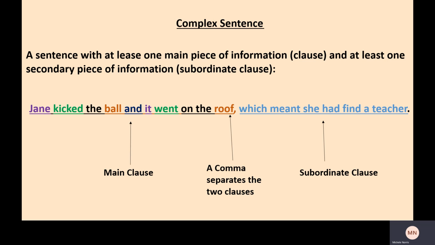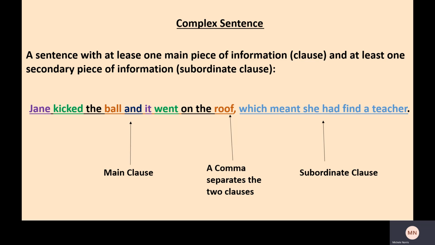A complex sentence. This is a sentence with at least one main piece of information, or the independent clause, and at least one secondary piece of information, which is referred to as a subordinate or dependent clause. So if you think about dependent and independent, independent is when it can stand alone, it can do things for itself. Dependent means you're reliant upon something else to make sense.